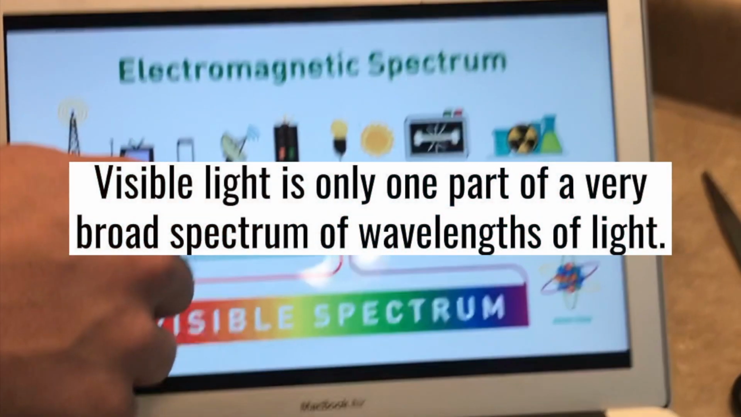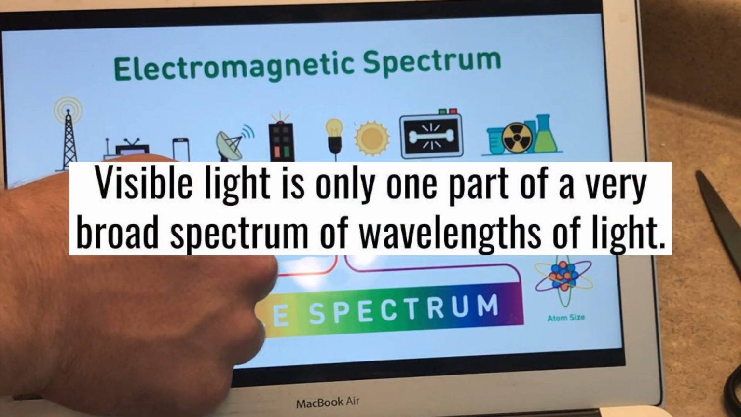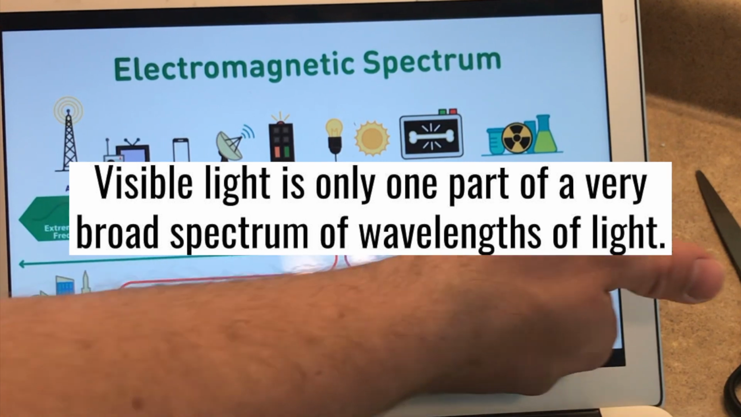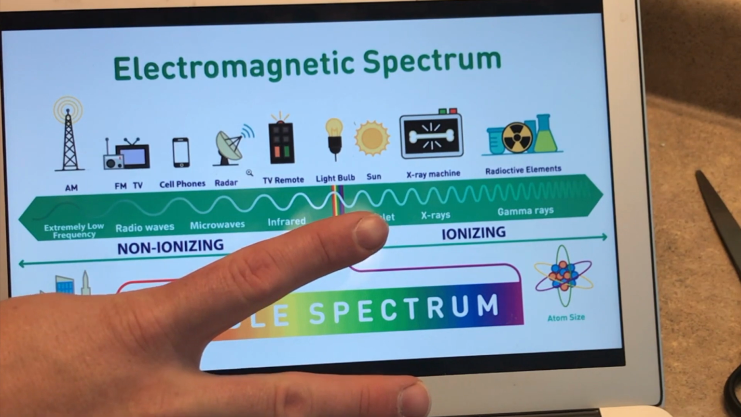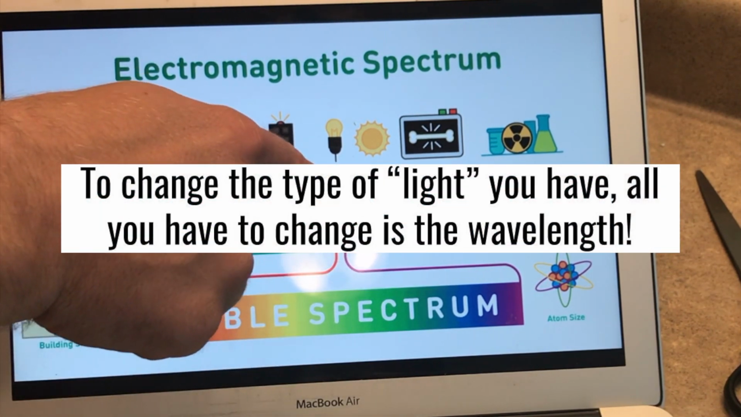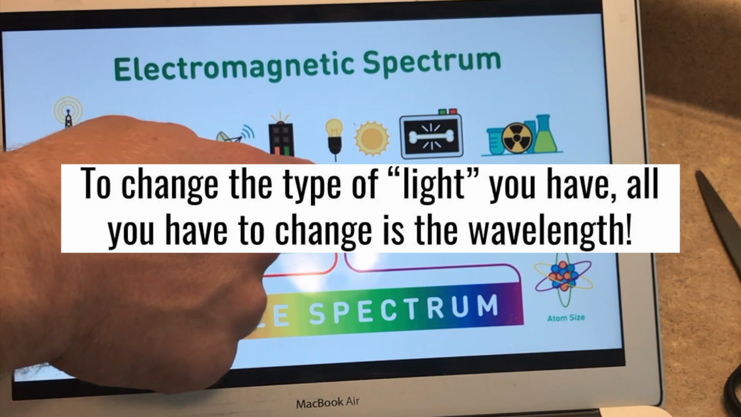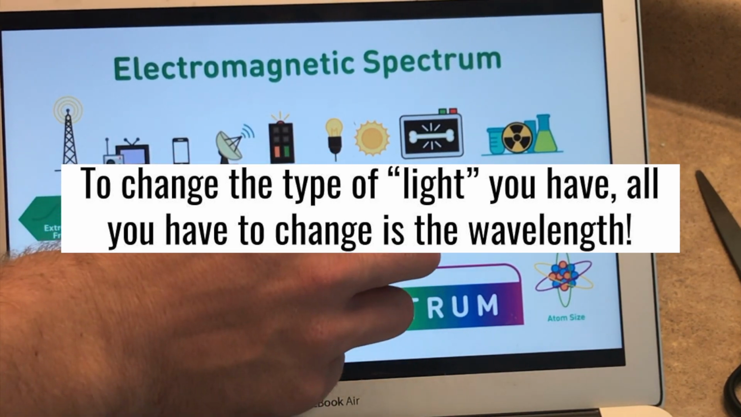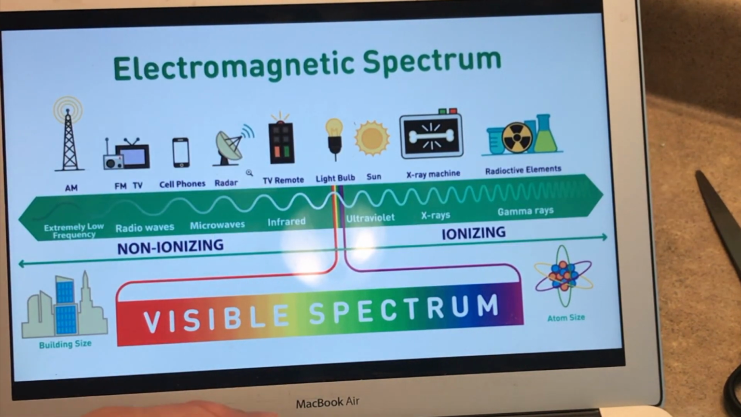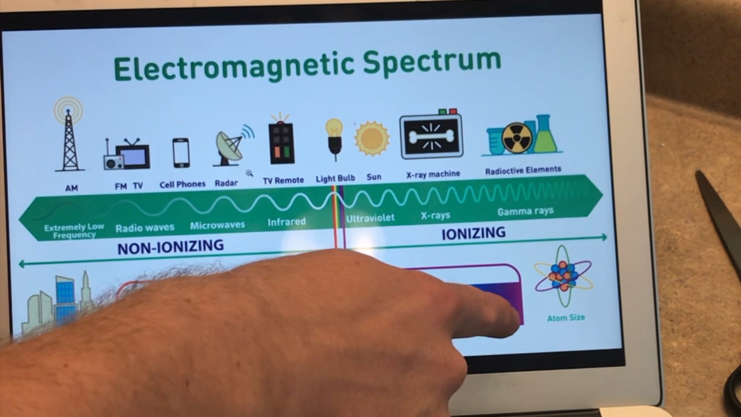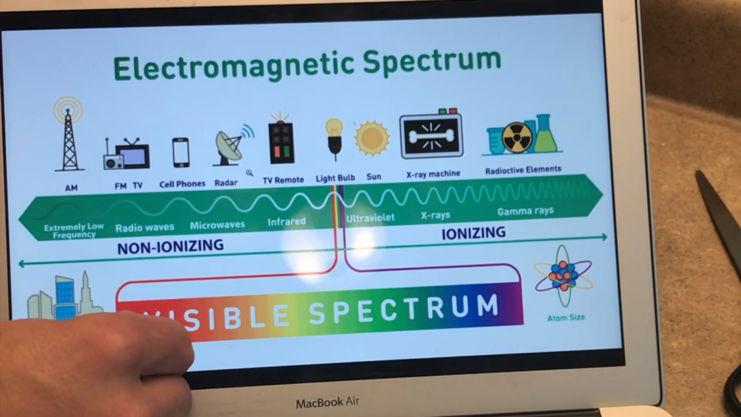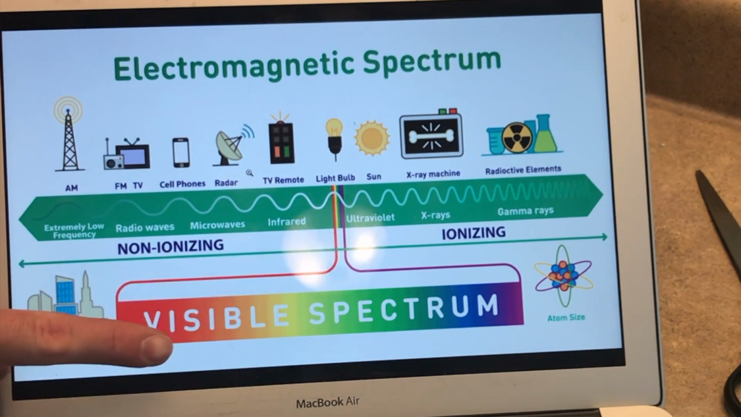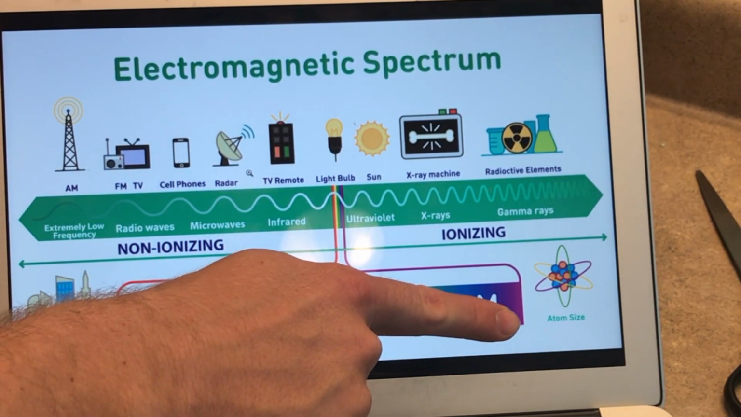So that's the first thing I need you to understand. One, that light is just one part of a very broad spectrum of wavelengths of light. The second thing I need you to understand is that to change the type of light you have, all you have to do is change the wavelength. So to go from red to purple, the only thing you change is how long the wavelength is. So if I make the wavelength shorter, then I will move towards this end of the spectrum.